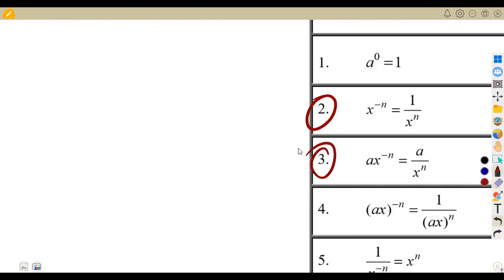This is the same thing that we have here, but this time there's a number that is multiplying. You're going to have it as a over x to the exponent of n if there's a number that is multiplying. Meaning to say, if I'm given 3x to the exponent of negative 5 like this, 3 is a number. 3 is not affected by a negative, so it's going to remain on top, which is our a in this case, over x to the exponent of 5.